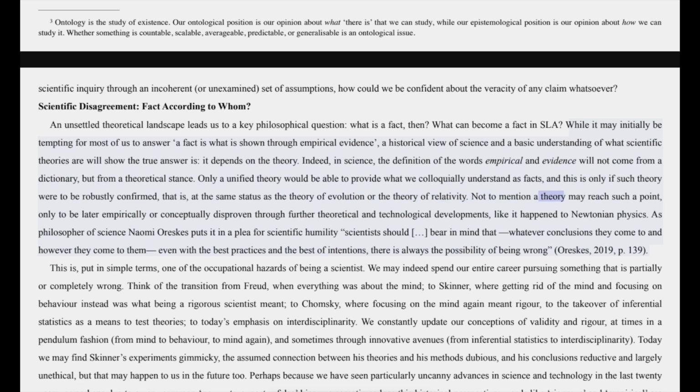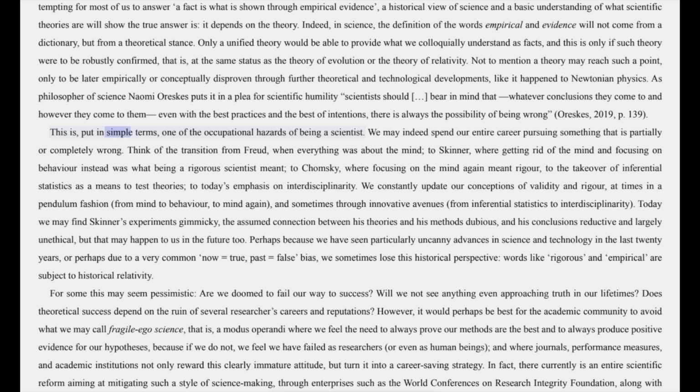Not to mention a theory may reach such a point, only to be later empirically or conceptually disproven, through further theoretical and technological developments, like it happened to Newtonian physics. As philosopher of science Naomi Oreskes puts it in a plea for scientific humility: Scientists should bear in mind that whatever conclusions they come to, and however they come to them, even with the best practices and the best of intentions, there is always the possibility of being wrong (Oreskes, 2019, p. 139).